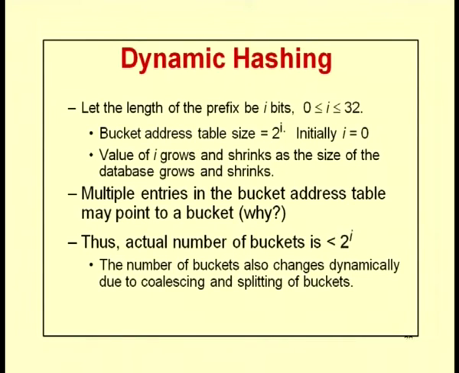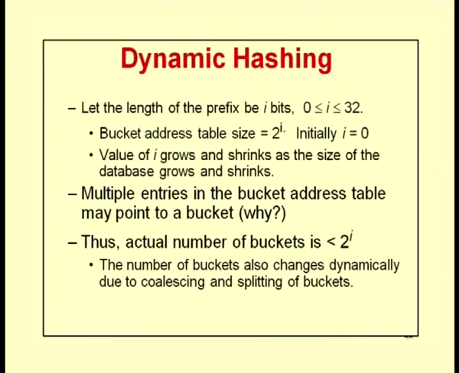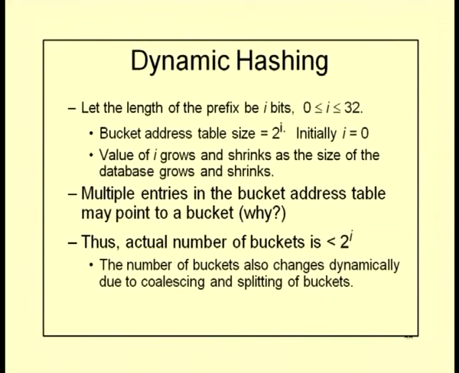The bucket address table size is equal to 2 to the power of i. Initially i is equal to 0. The value of i grows and shrinks as the size of the database grows and shrinks. For example, if I use a prefix of 10 bits, 2 to the power of 10 will be the size of the bucket address table. If I use a prefix of, say, 15, then it will be 2 to the power of 15. So, i can go from, say, 10 to 30 or whatever it is as the size of the database grows and shrinks. Multiple entries in the bucket address table may point to the same bucket.